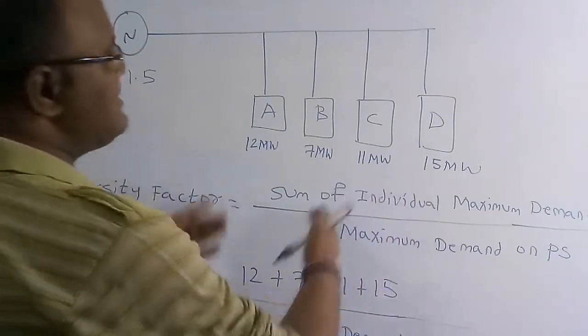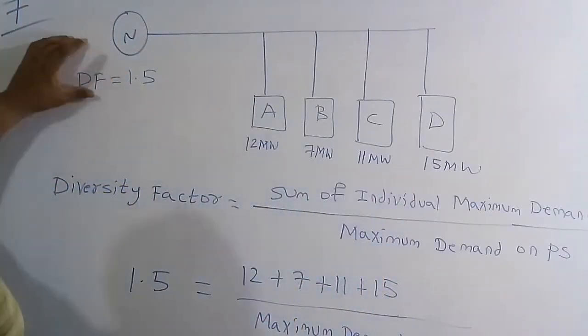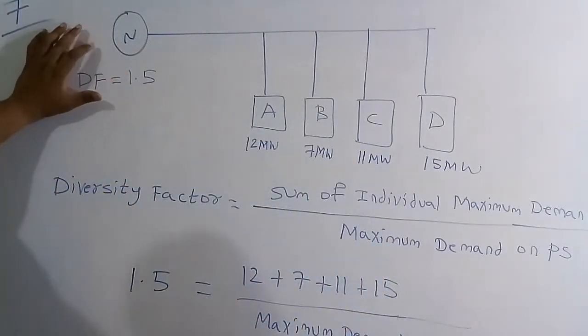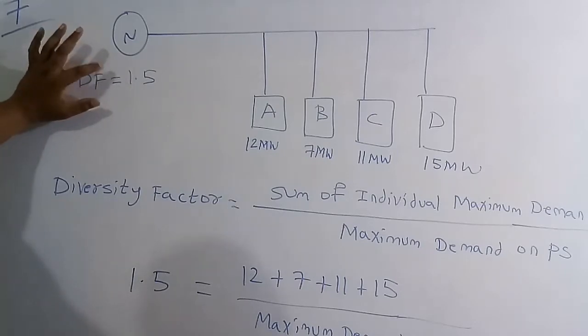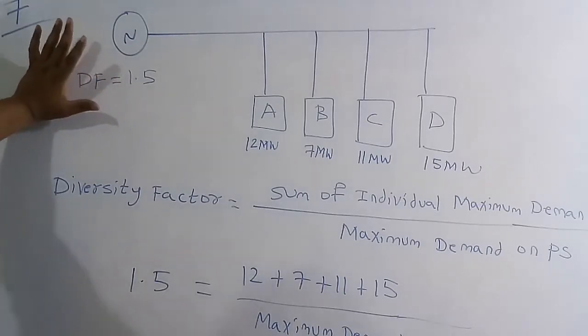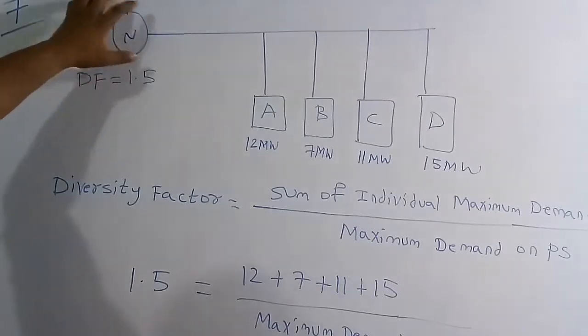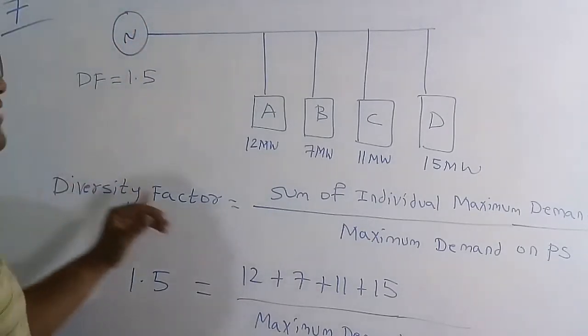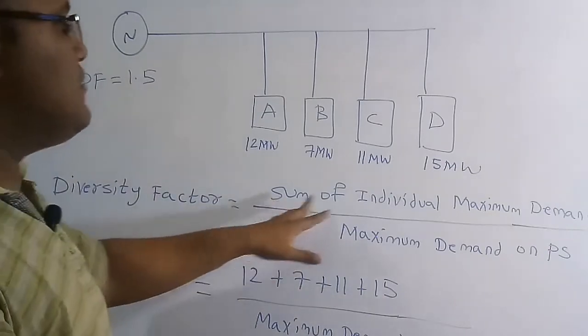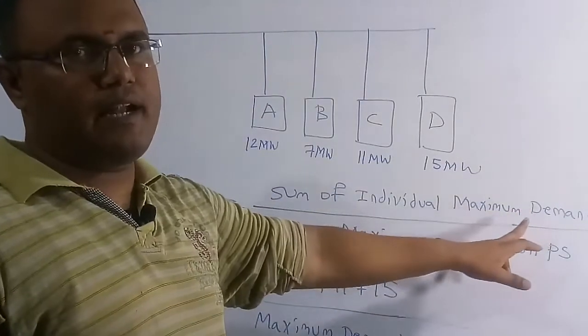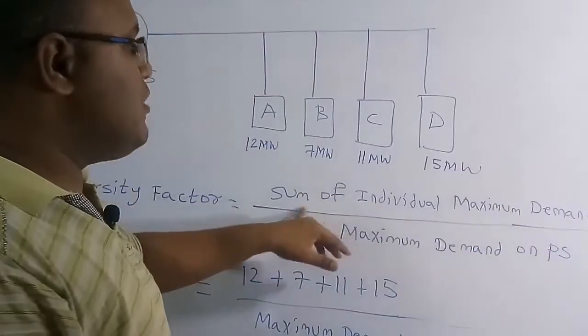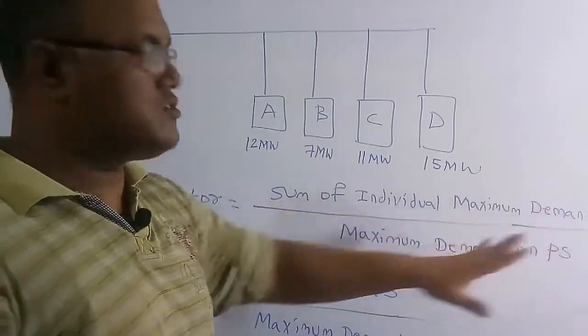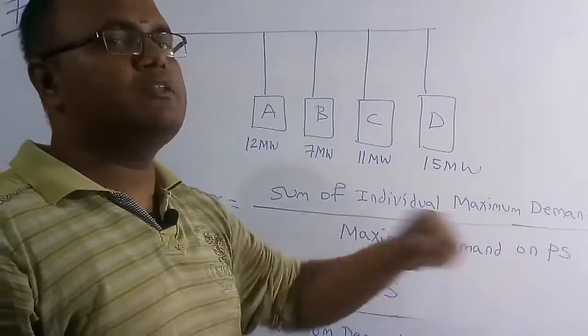Suppose all these loads are connected to the power station, and the diversity factor of the power station is equal to 1.5. Based on this we have to find the maximum demand on the power station. Basically the diversity factor is the ratio of the sum of individual maximum demands of the loads by the maximum demand on the power station.